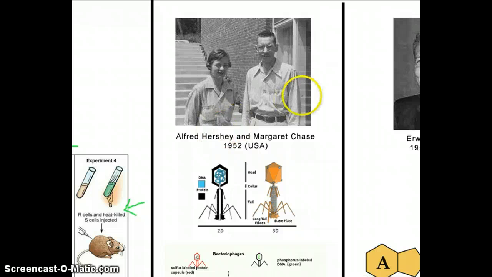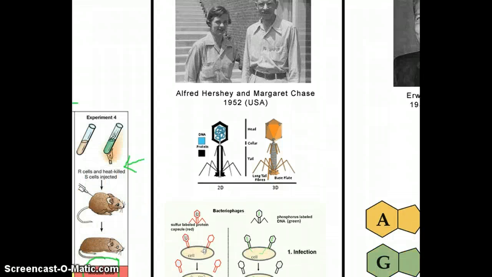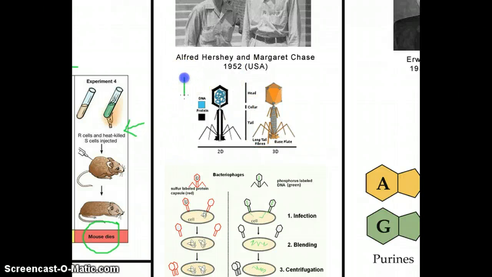Here are our next group of scientists. Alfred Hershey and Margaret Chase. No, he did not have anything to do with the chocolate company. This happened in 1952 in the USA. One of the first times you see American scientists in biology, by the way. And what they were studying were these things right here. These are called bacteriophages. Bacteriophages are viruses.